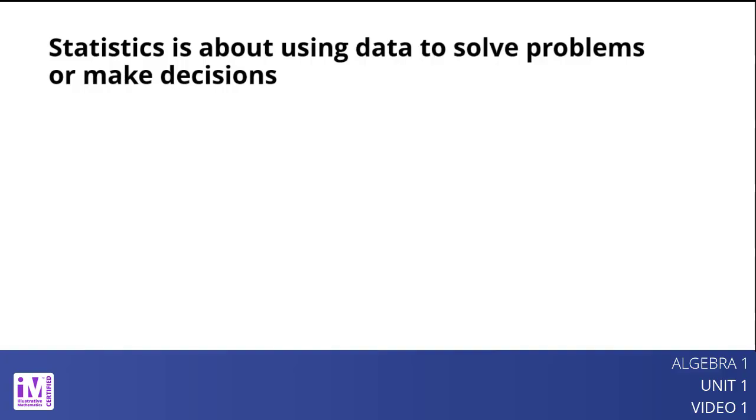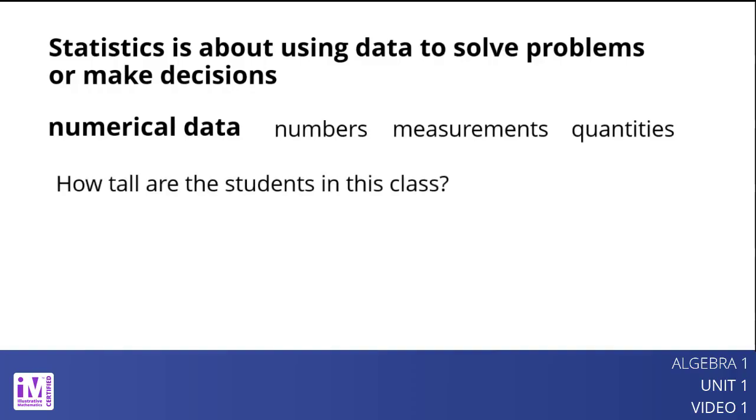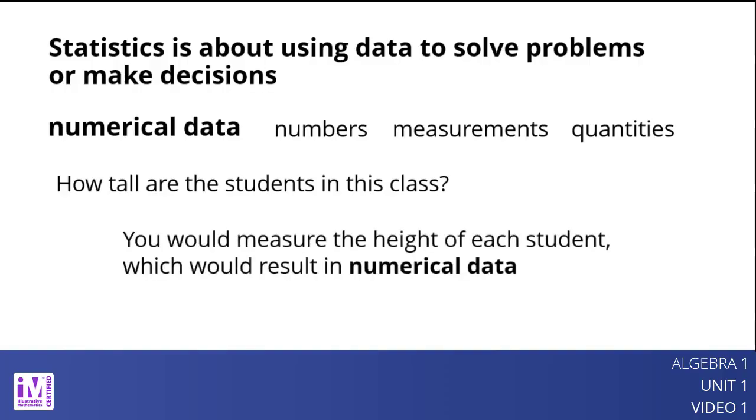There are two types of data. Numerical data are expressed using a number. Numerical data, also called measurement or quantitative data, are data where the values are numbers, measurements, or quantities. For example, to answer the question, how tall are the students in this class? You would measure the height of each student, which would result in numerical data.